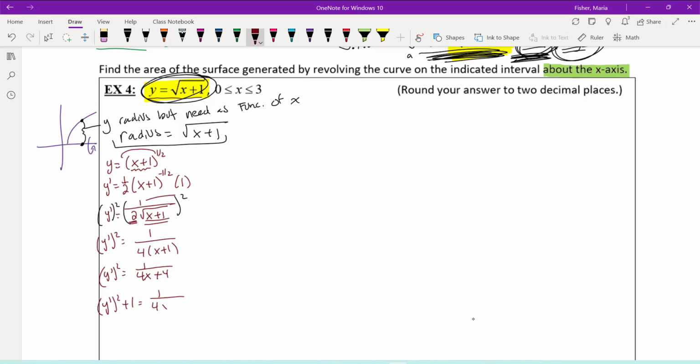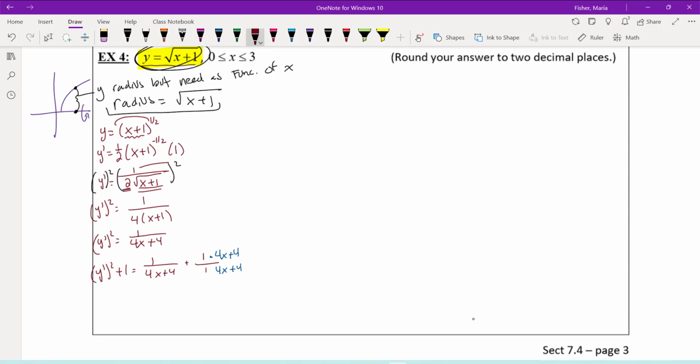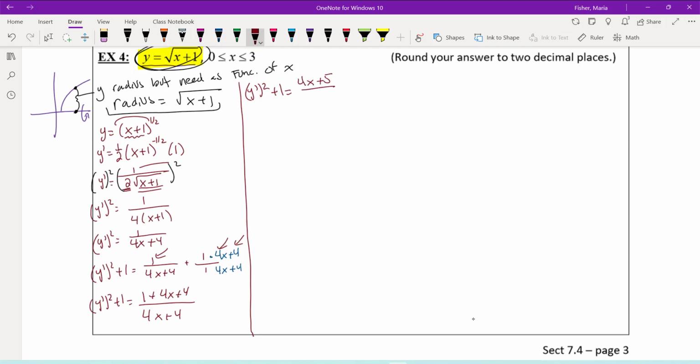If I'm adding 1 to it, remember what I need to do is find a common denominator. Well, the common denominator is going to be 4x plus 4. So I end up with y prime squared plus 1 is equal to 1 plus 4x plus 4 over 4x plus 4. Moving over here to the right because we ran out of space, we say that y prime squared plus 1 is equal to, well, that becomes 4x plus 5, and I'm going to go ahead and factor a 4 out of the denominator, 4 times x plus 1.